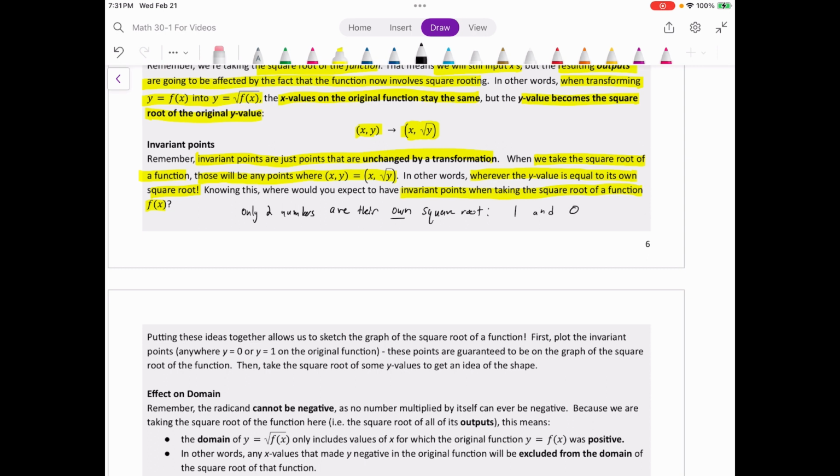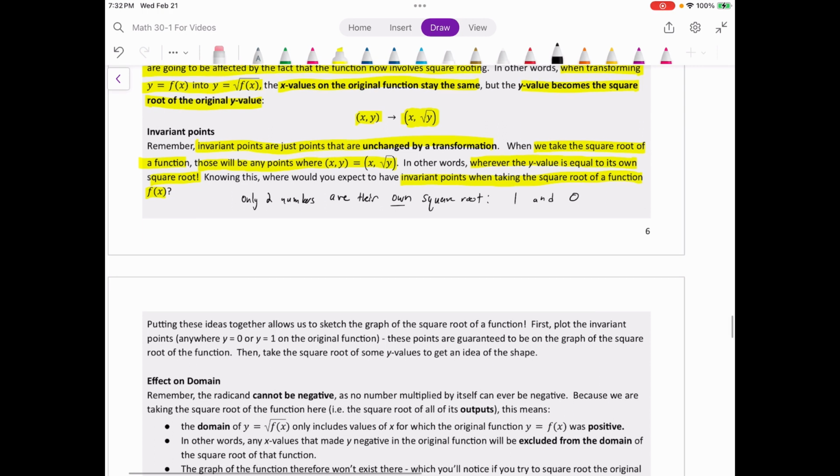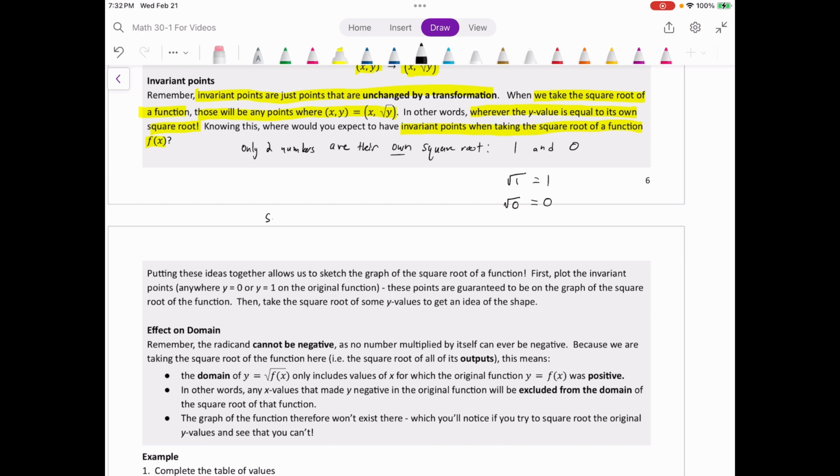Right? What's the square root of 1? 1, because 1 times 1 is 1. What's the square root of 0? 0, because 0 times 0 is 0, right? The only number we can multiply by itself and not change it is 1. The only other number we can multiply by itself and not change it is 0. Those are the only two numbers we can do that for. Root 1 is 1. Root 0 is 0. So if we take the square root of a y value that was 1 to begin with, it's not going to change. If we take the square root of a y value that was 0 to begin with, it's not going to change.